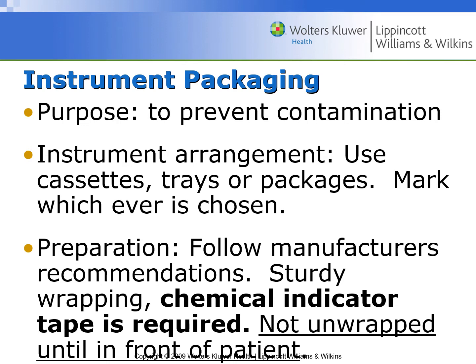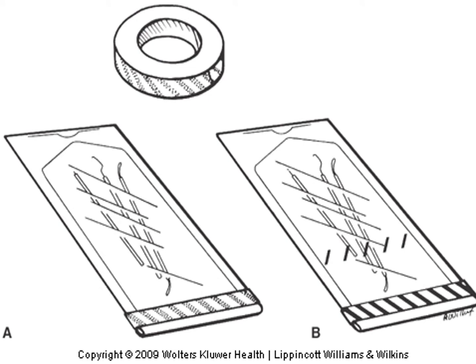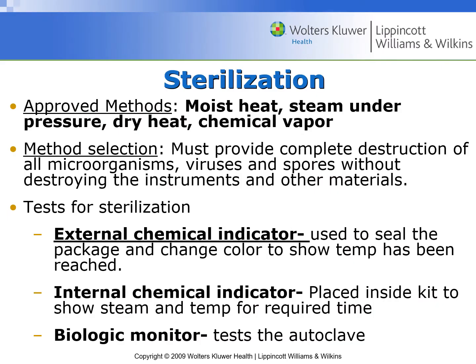And so they know that they're getting fresh, sterilized instruments. So this is what a paper wrapping would be. It has some cellophane-looking clear material. You can see through it on one side and paper on the other side. You have this tape, and A shows the tape being put on there. B shows that those little strips become really black, and that shows that a certain temperature definitely was reached to decontaminate the instruments. So the approved methods are moist heat, steam under pressure, dry heat, chemical vapor.